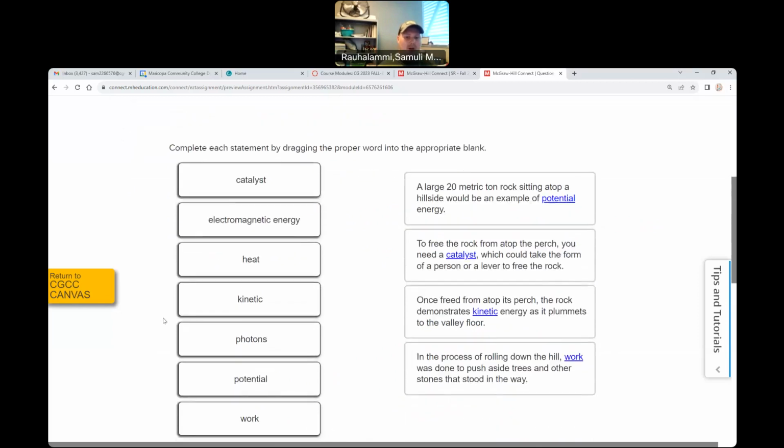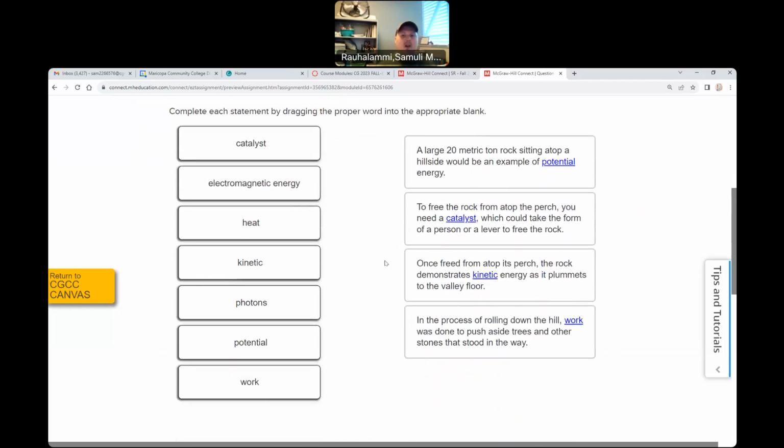For the next question, we have four statements, and you're being asked to complete each of these statements with the correct term. On the first statement, we're seeing that a large 20 metric ton rock sitting atop a hillside would be an example of potential energy. You remember that was the type of energy that's stored in an object but not actively released yet. To free the rock from the top of a perch, you need a catalyst, which could take the form of a person or a lever to free the rock. So catalyst was whatever started the change that was going to take place.